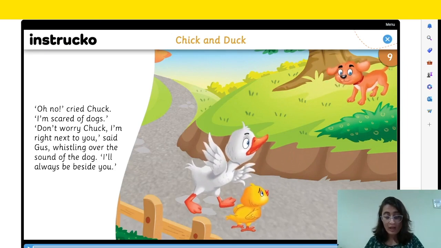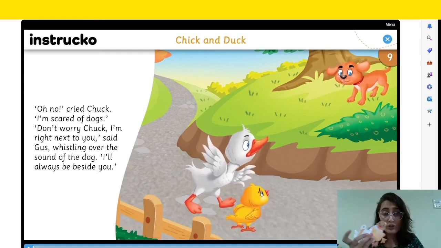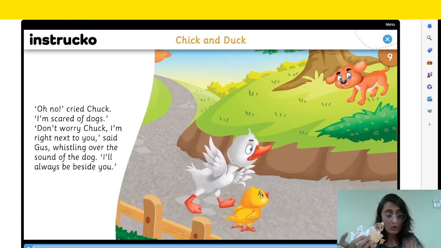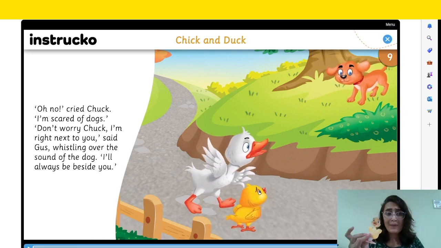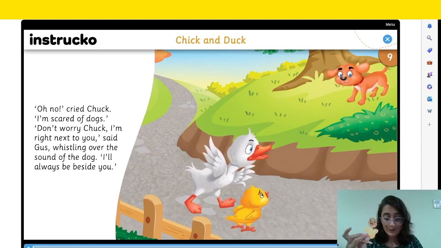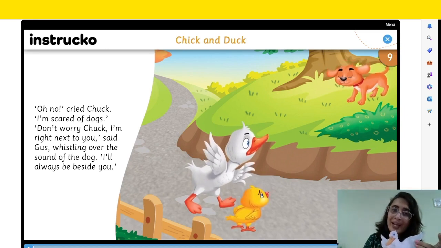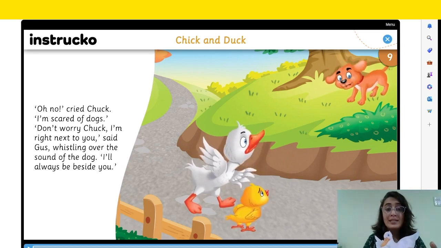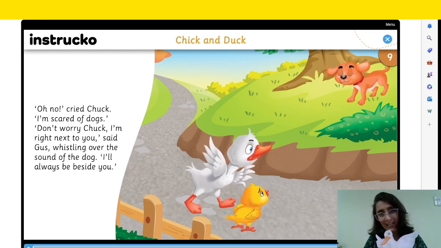So when Chuck and Gus saw the dog, Chuck cried, "Oh no, I'm scared of dogs." So then Gus told him, "Don't worry, Chuck, I am right next to you." Gus said, whistling over the sound of the dog, "I will always be beside you."